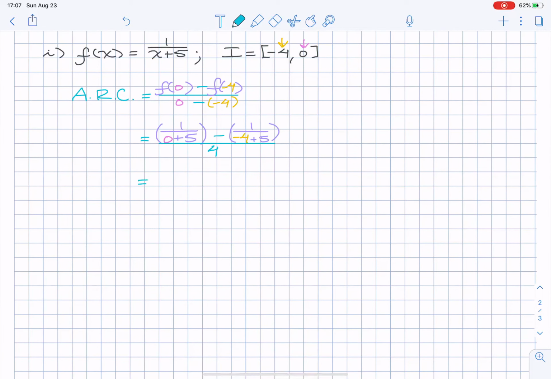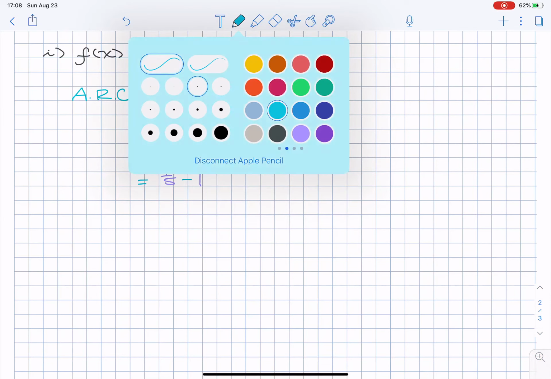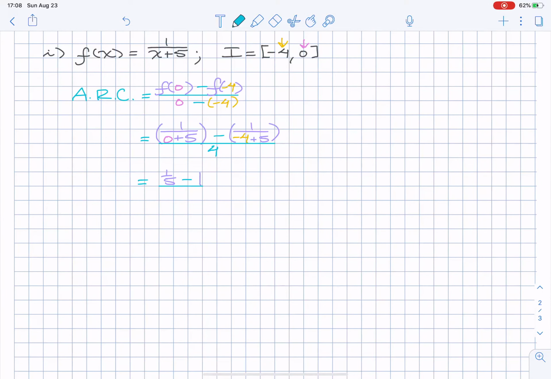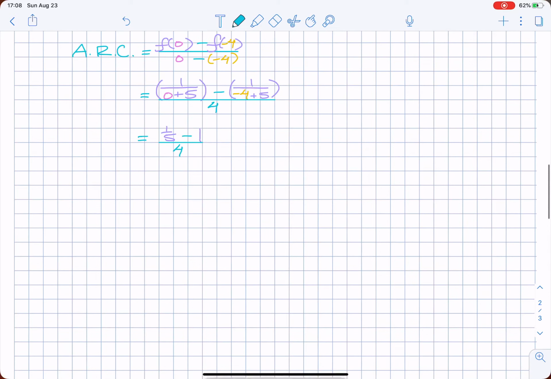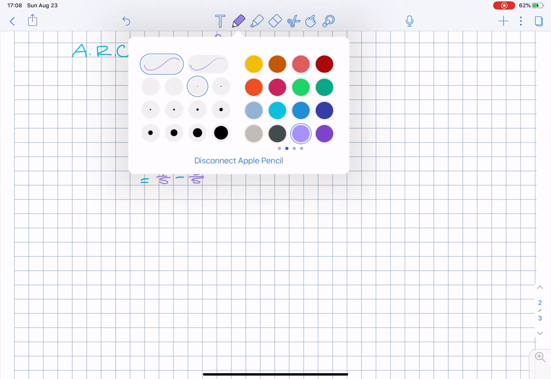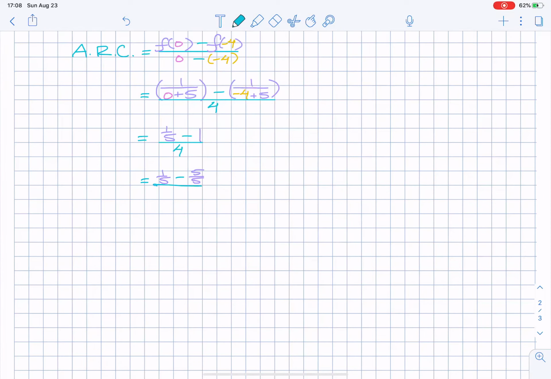Okay, so what do we have? Looks like we have 1/5, from which we're subtracting 1 and dividing that by 4. So how many fifths is 1? Well, all whole numbers are divided by 1. So 1 over 1, in order to get 5 in the denominator, I'd have to multiply by 5 top and bottom. So 5/5 is the same as 1.